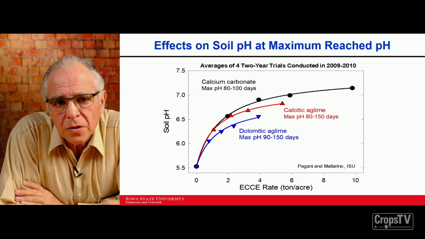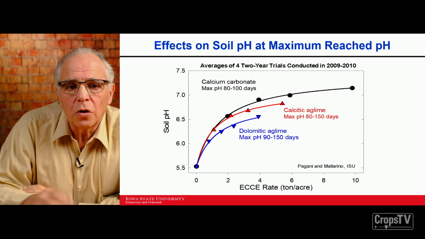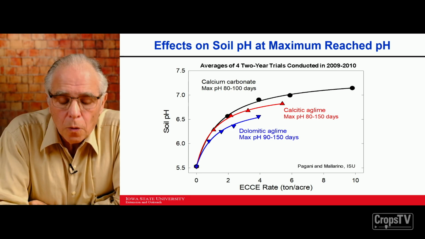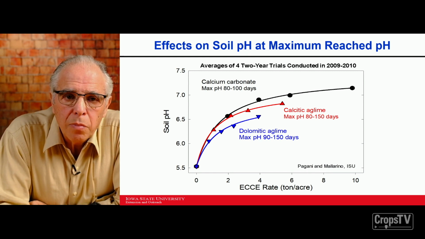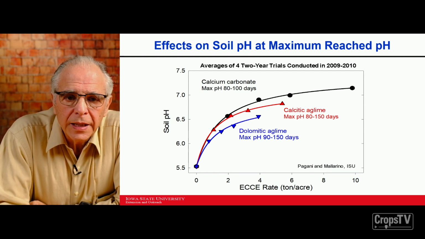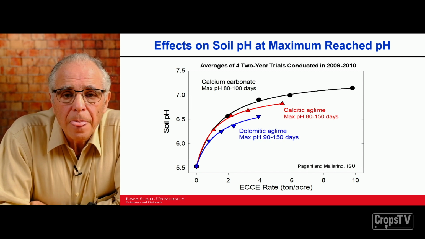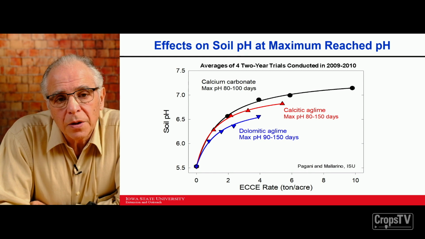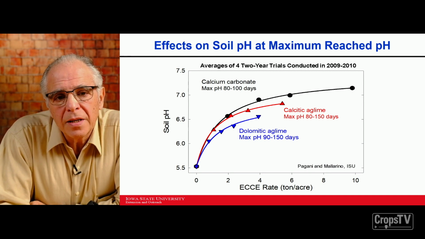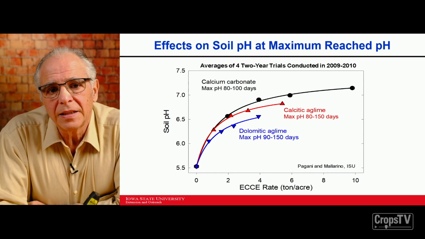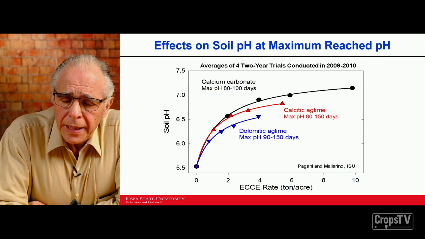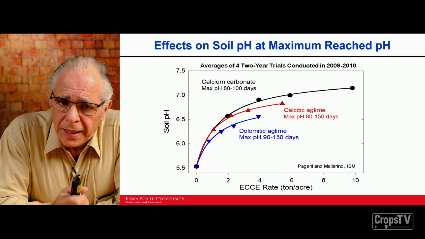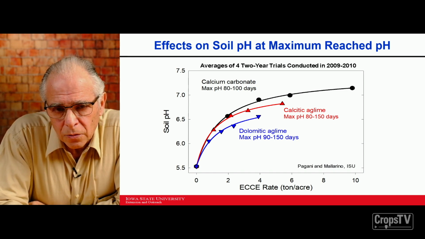So these are the results of the lime application sources and rate on soil pH. Okay, so this curve looks weird because you see that the black goes up to almost 10 tons of ECCE, but the blue only about 4. This is because we applied the lime based on CCE, not ECCE. And the ECCE was different. Okay, so that's why.